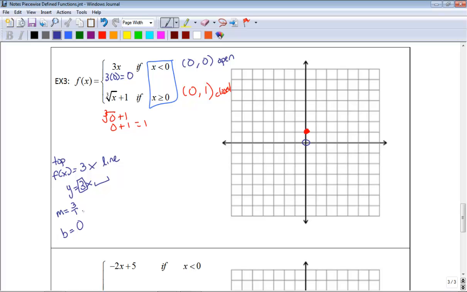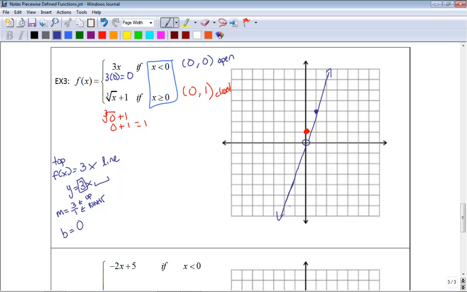So let's graph this line knowing this information. Of course, the slope of 3 over 1 means up 3 and right 1. So from my y-intercept of 0, 0, I need to go up 1, 2, 3 units and then over 1 unit. So let me go ahead and try to graph this. Alright, so there's the graph of f of x equals 3x.